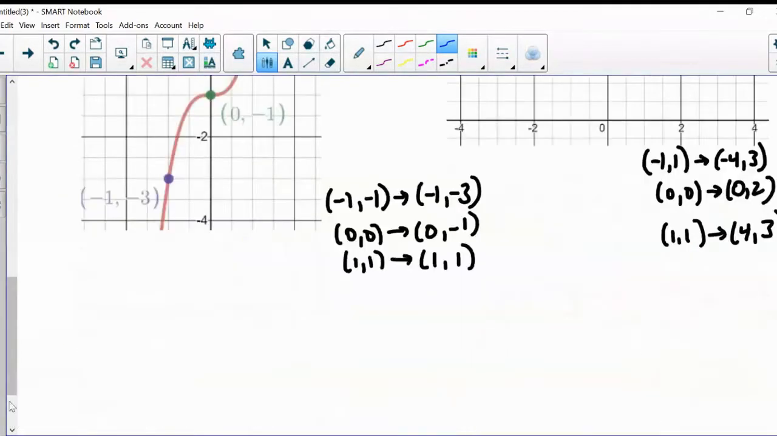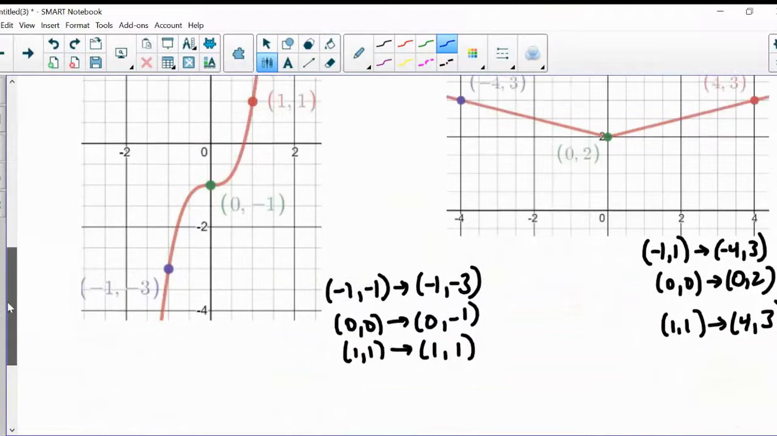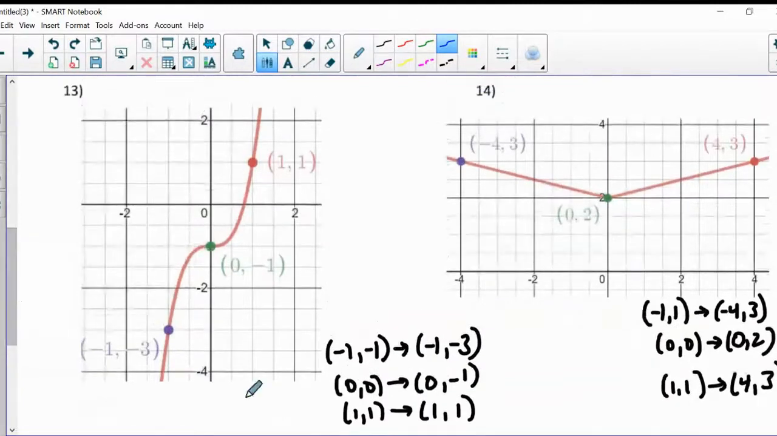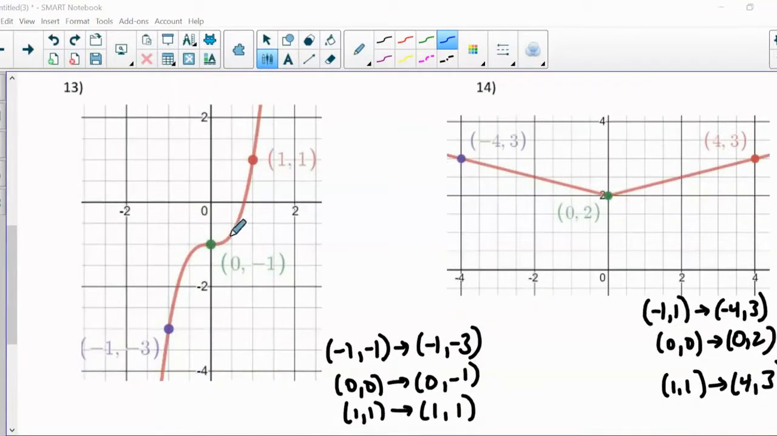Now that I get to problem 13, this is a little bit more complicated. So if I'm looking at this, let's look at the x values first. This one doesn't change. This one doesn't change. And this one doesn't change. So that's actually easy. f of x is equal to x cubed. I don't have a shift or a stretch.